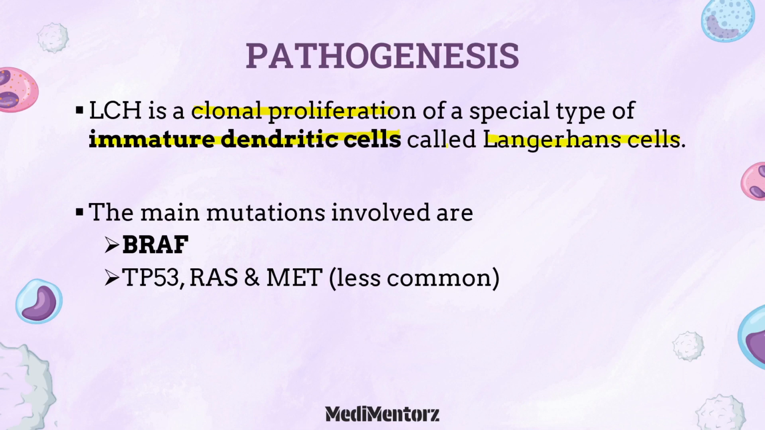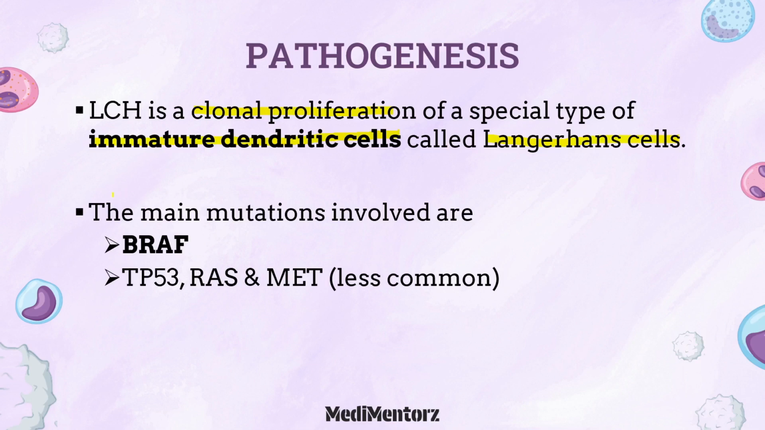So, this term may sound similar to another term called Langhans cells, but these two are different. The Langerhans cells are the immature dendritic cells, whereas the Langhans cells are a type of giant cell which are found in granulomatous inflammation. So don't confuse between these two terms.